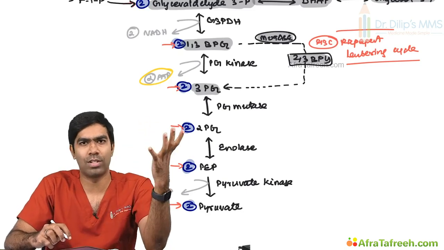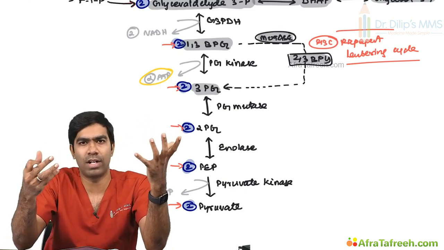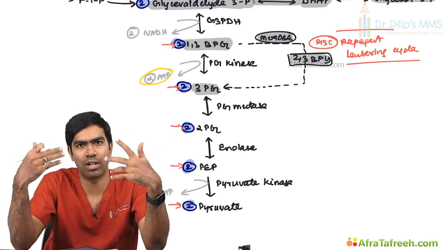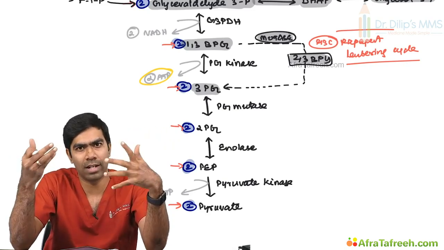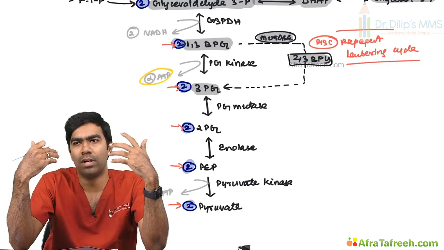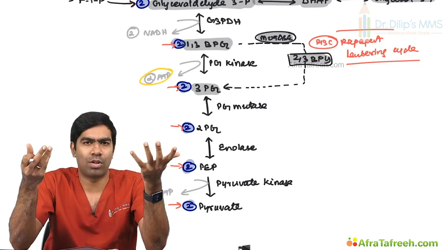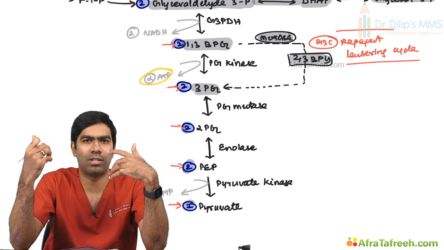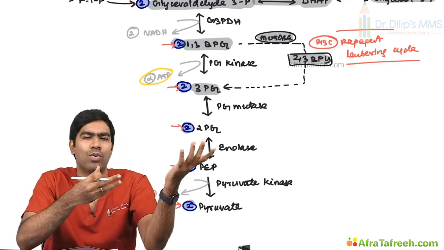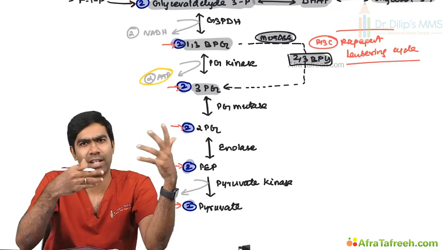So RBCs have to decide. In times of need, the majority of the glucose molecules will be shunted towards the Rapoport-Luebering cycle, resulting in reduced production of ATP. Or in other situations, RBCs will shunt most of the glucose molecules towards routine glycolysis, where they will be needing more energy.